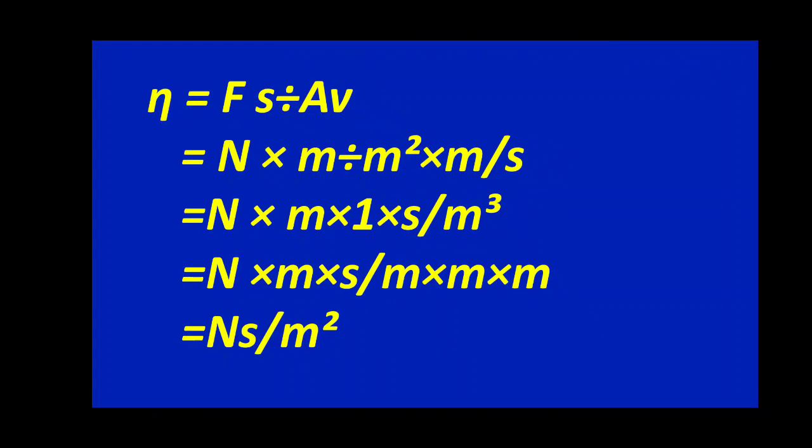How do we get the SI unit? Eta is equal to force into displacement divided by area into velocity. The SI unit of force is Newton, displacement is meter, area is meter square, and velocity is meter per second. After cancelling the like terms, we get Newton second per meter square. So we get the SI unit of eta, the coefficient of viscosity, as Newton second per meter square.